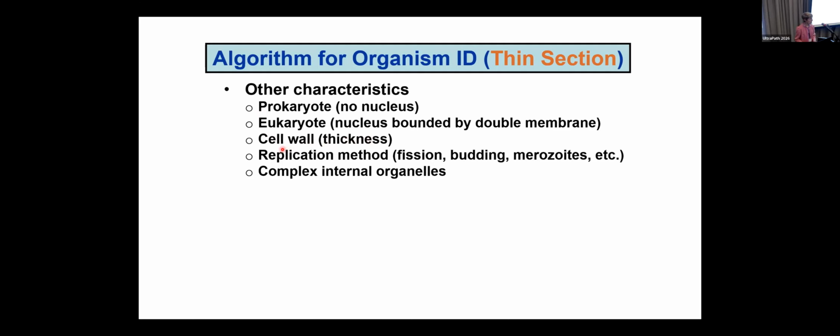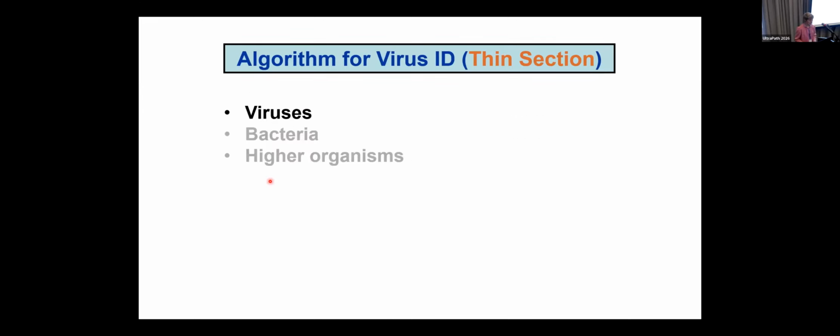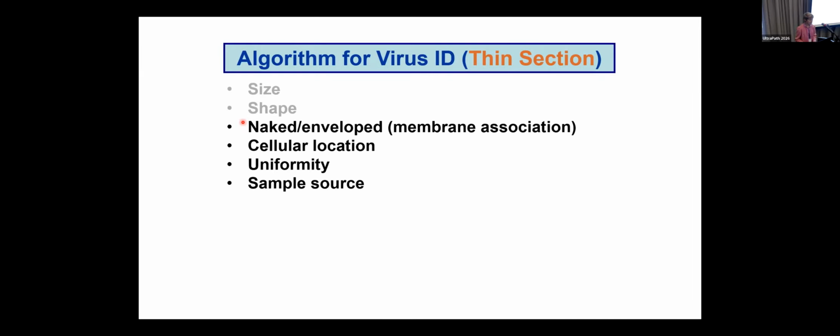Does it have a cell wall? And if so, how thick is that cell wall? How does it replicate? And does it have complex internal organelles? So here, dividing it up again, is viruses. I will tell you how to identify them.